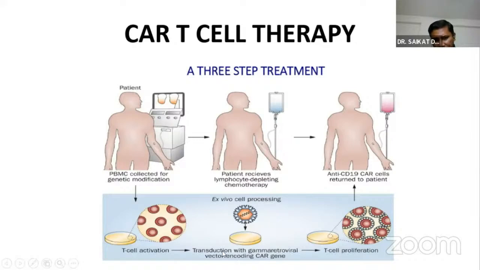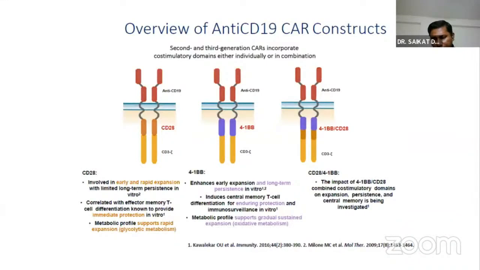We are transducing this patient's T cell with lentivirus or retrovirus, so that this T cell can produce some receptor which can attack the patient's cancer cell. So these are the second and third generation CAR T cell.